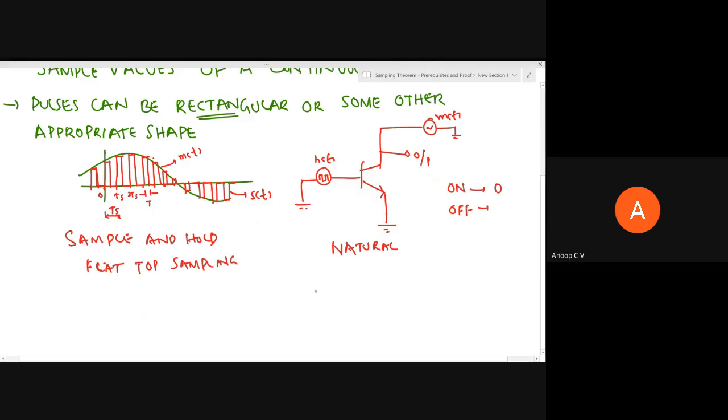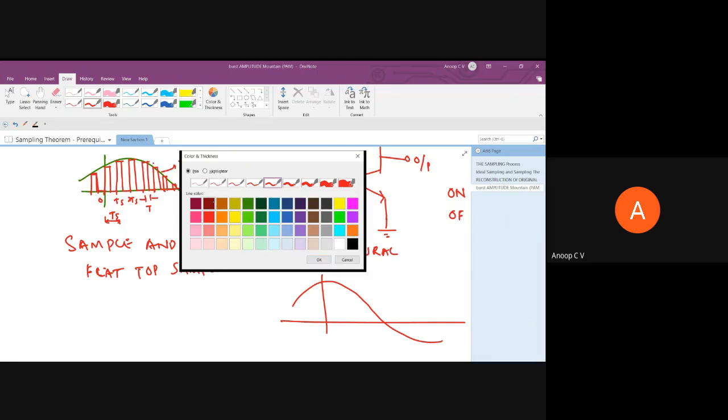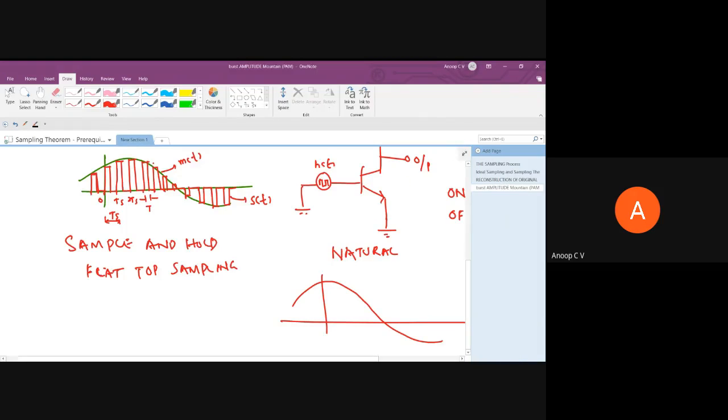I want you to differentiate PAM and this natural sampling. If I draw the waveform, I think you'll be able to appreciate it in a better way. I'll consider the same signal, and we'll see what happens if we perform natural sampling on this particular signal. Then you will be able to differentiate. I'll take another color.